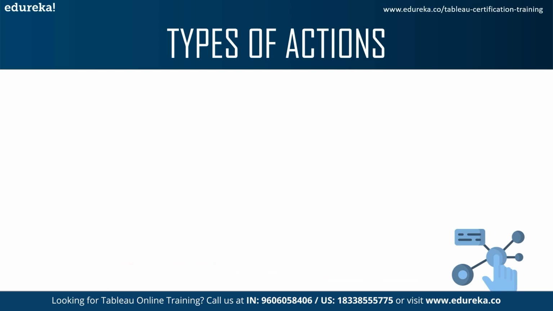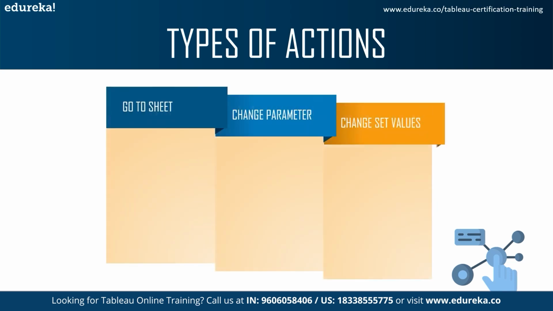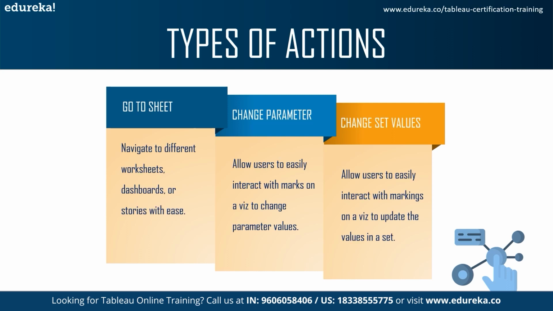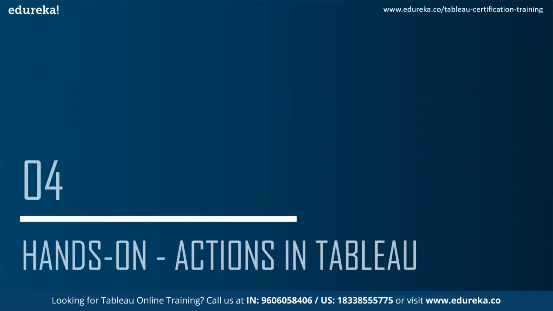Other than that, we have 3 more actions, which are go to sheet, change parameter, and change set values. Go to sheet simplifies the navigation to other workbooks and other dashboards or stories. Change parameter lets the user change the parameter values by directly interacting with marks on a visualization. And lastly, change set values lets users change the values in a set by directly interacting with marks on a visualization. So we will get to learn about a few actions in hands-on. For that, let us go to Tableau.